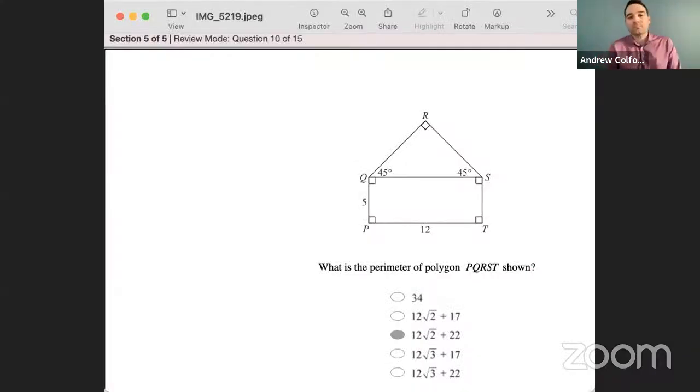Okay, so this is asking for the perimeter of the polygon. Immediately, the thing that pops out to me is this 45, 45, 90. And that's one of our special right triangles, right? Immediately, I know this is going to be x, x, x root 2. Now, I also know that this distance is 12. So x times the square root of 2 is equal to 12.